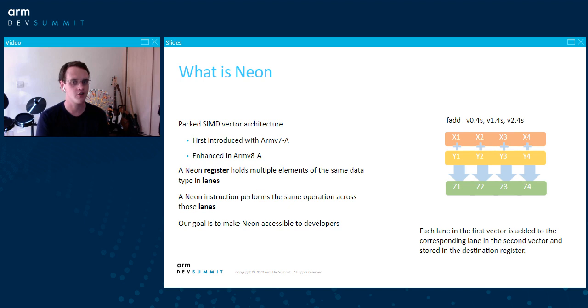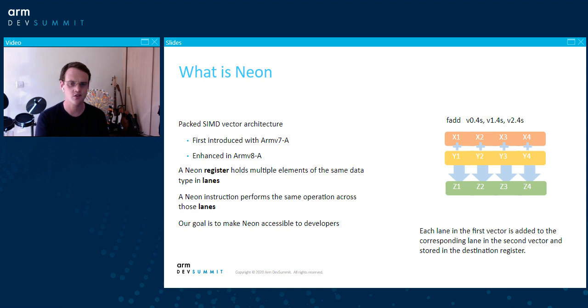Each lane in the first vector is added in parallel to the corresponding lane in the second vector and stored in the destination register. That means that rather than computing one floating point addition in an instruction, Neon is allowing us to compute four floating point additions in a single instruction. These vector instructions are executed efficiently by the processor, which allows for speedups of multiple times over the scalar equivalents. The Neon instruction set provides hundreds of operations, which are useful in computing fields like physics, image, video, and digital signal processing, compression, artificial intelligence, and more. Whenever you need to perform the same computation in parallel across a large data set, Neon is a good fit.